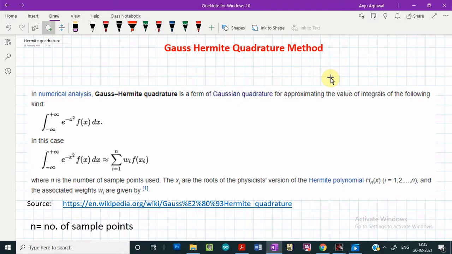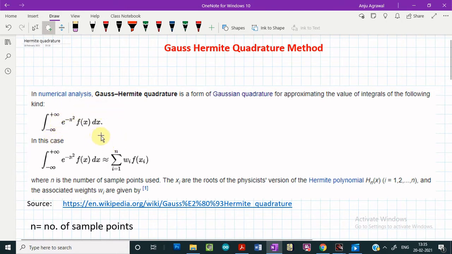In this video, we will learn how to use the Gauss-Hermite quadrature method to approximate the value of integrals. This is a very powerful method used in numerical analysis to solve indefinite integrals. Now suppose we have an integral of this form, exponent of minus x squared multiplied with f(x), and we have to integrate it from minus infinity to plus infinity.